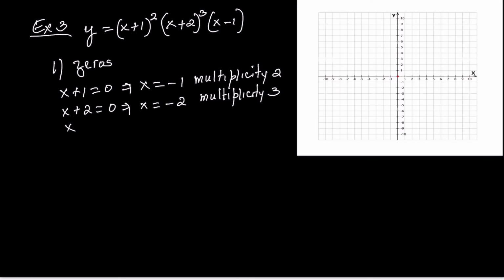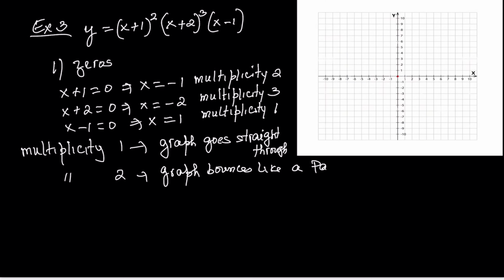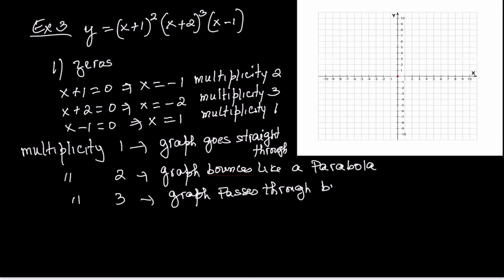Set x minus 1 equal to 0. This gives x equal to positive 1. The multiplicity is 1. Here's what the multiplicities mean. A multiplicity of 1 means the graph crosses straight through. A multiplicity of 2 means the graph bounces like a parabola. A multiplicity of 3 means the graph passes through with a cubic-style S-curve.